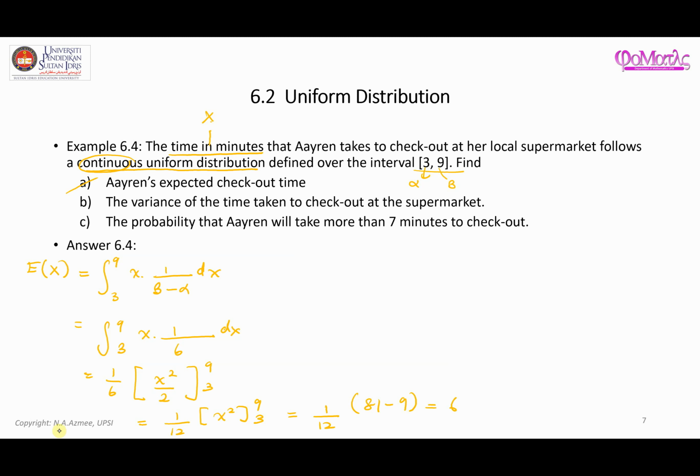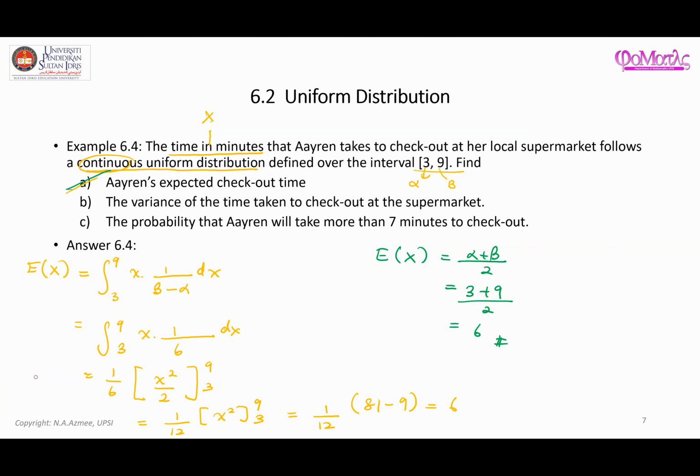So that is one way to solve this problem using the very basic approach of integrating x times fx. Now another way of doing it is we can just use the formula. So the formula says expected value of x is alpha plus beta over 2, and we can just straight away apply the value of alpha is 3 plus 9 over 2, and the result is going to be equal to 6. So that's for the first part, question A.